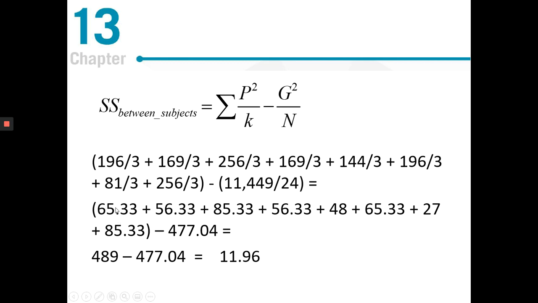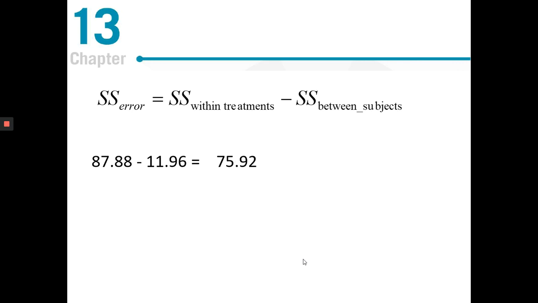So we solve for the ratios. There's 8 numbers here, 8 people who were doing P squared over K. Subtract the G squared over N, which is this ratio. We then add those 8 scores together, and we get 11.96 for sum of squares between subjects. So now we can find the sum of squares error. We can take the old within treatments, which we had from the one-way ANOVA. Now we're subtracting the new between subjects to get the new error.